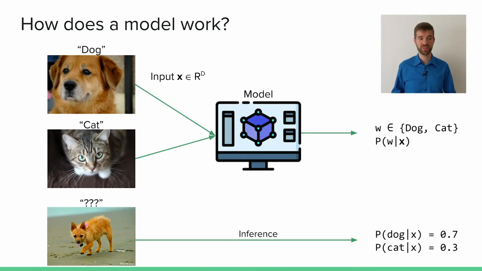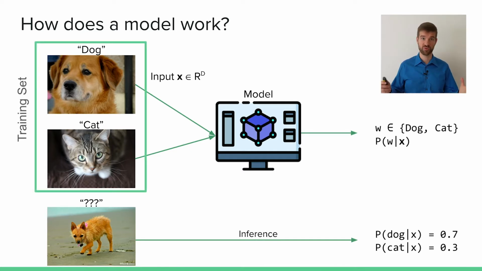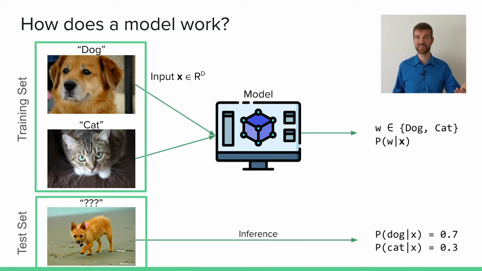So the model typically does this in two different steps. The first step would be to take the training set, so the images that we separate away and that we show to the model in order for it to tune its parameters, to learn how to do the task that we ask of it. And then the second part is the inference, where we take images from our test set, images that the neural network has not seen before, and ask it to make a prediction.